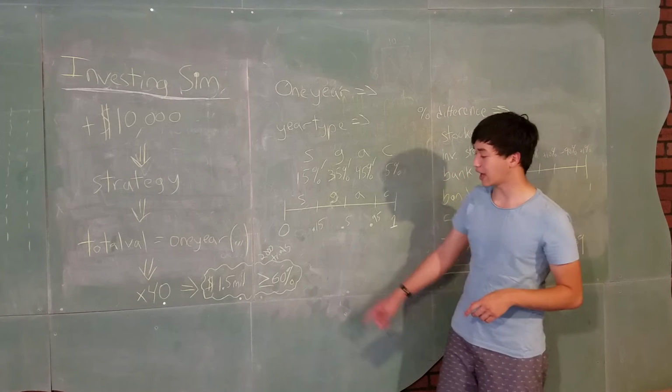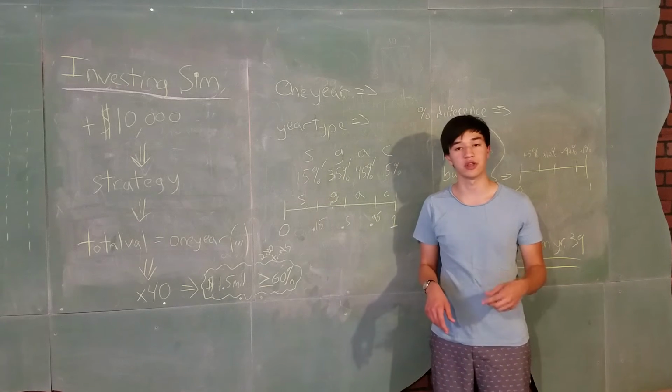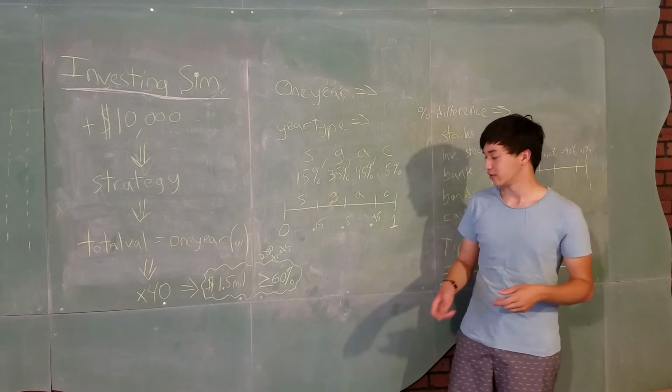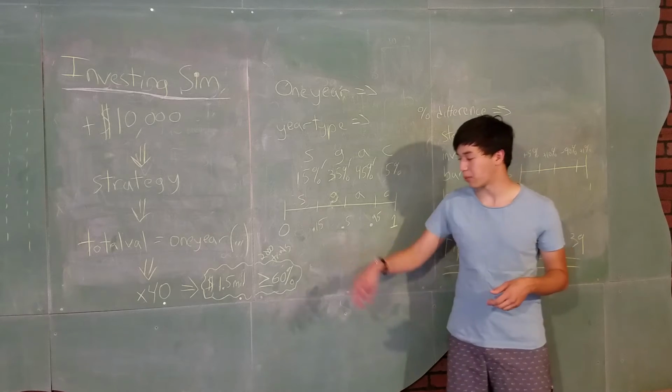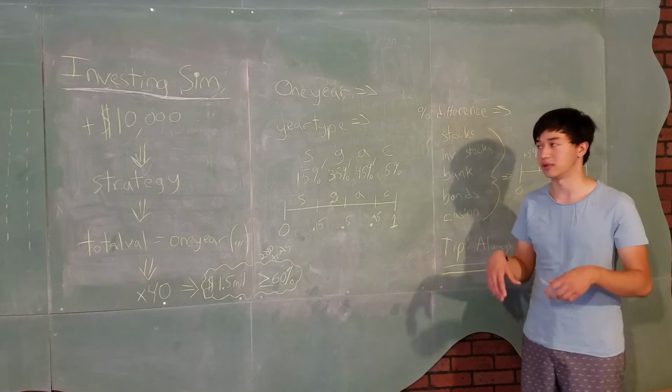Hopefully out of those 2,000 trials, we reach this $1.5 million or greater goal greater than or equal to 60% of the time. So that's the magic number here. 60% of the time, we want to reach this $1.5 million goal. And so that's an overview of the investment simulation.